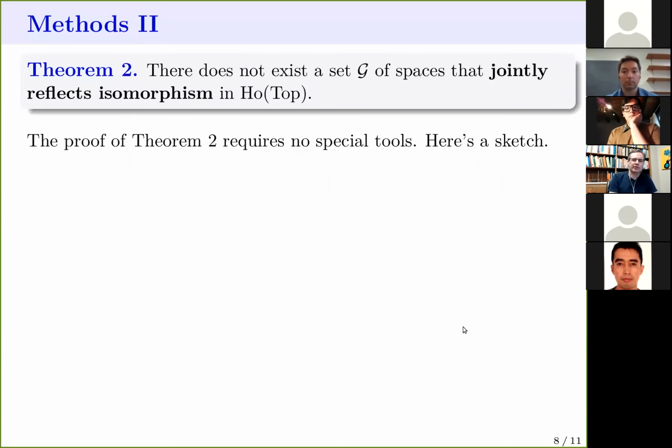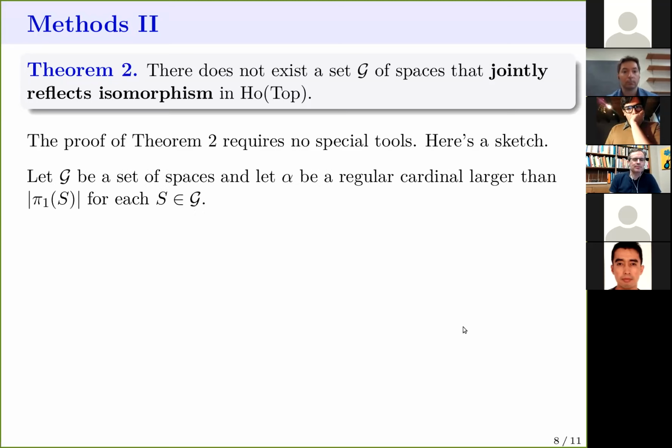So this is the statement that there is no set of spaces, or really CW complexes, that jointly reflects isomorphisms in the homotopy category. All right, so here's how this goes. It's very explicit. Suppose you start with a set of spaces. For any set of spaces, I have to come up with a map that this set of spaces views as an isomorphism in the homotopy category, but which isn't an isomorphism.